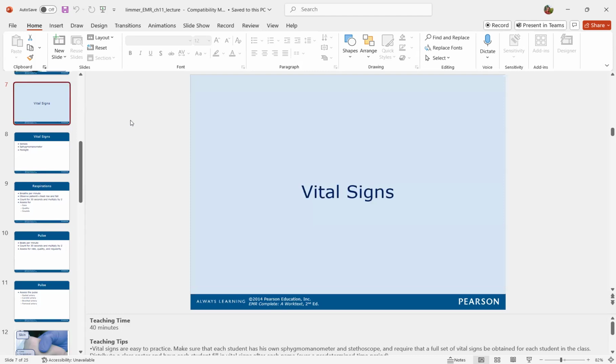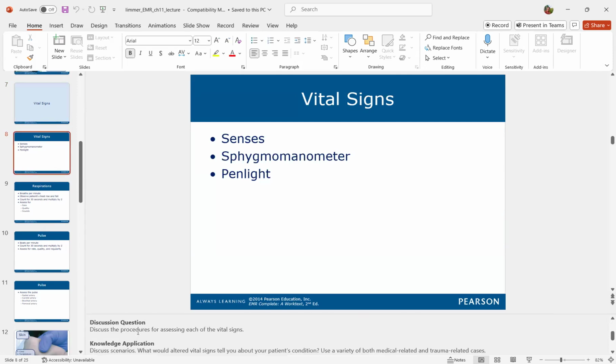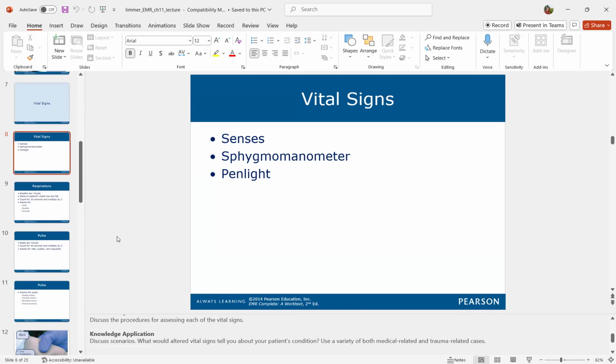But vital signs. So vital sign wise, we use our senses: taste, smell, probably not taste, smell, sight. So we're looking, listening, and feeling with this stuff. Hopefully you're not tasting anything, but sometimes you get that in your mouth. Sphygmomanometer. This is just a blood pressure cuff, just a big fancy word for a blood pressure cuff. And pen lights. These are some tools that we can use for taking vital signs.